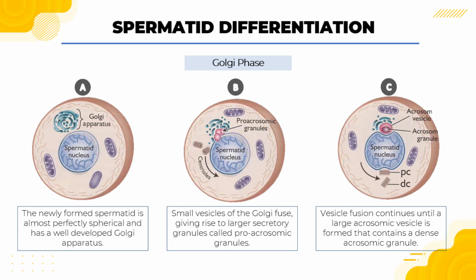Vesicle fusion continues until a large acrosomic vesicle is formed that contains a dense acrosomic granule. The proximal centriole will give rise to the attachment point of the tail. The distal centriole will give rise to the developing axoneme inside the cytoplasm of the spermatid.